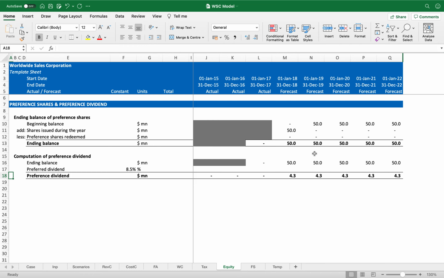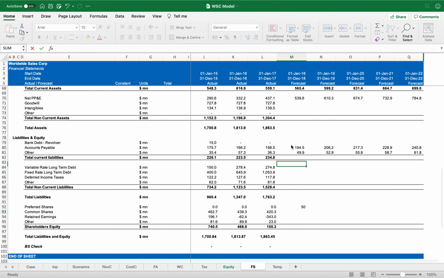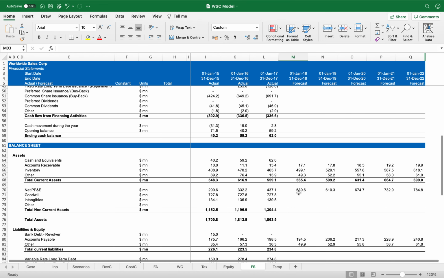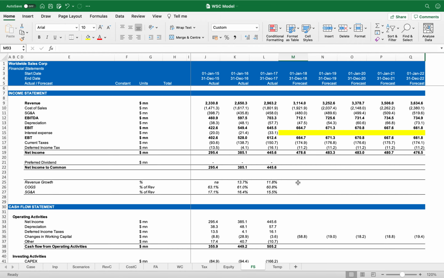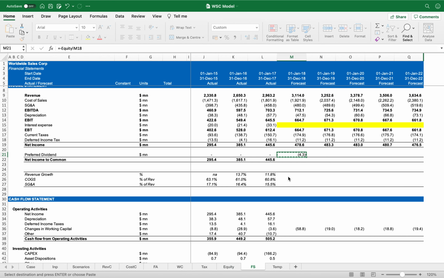All right. So now let's see where all we can link these things that we have computed. Ending balance of preference shares, I need to link it to the financial statements. So preferred shares in the balance sheet will now be linked to my computations. Be very, very careful when you're linking, guys. Okay, that is one. In my income statement, after the net income, I had a line item where I needed to enter the preferred dividend as well. So I'll link the preferred dividend and compute my net income to common shareholders.